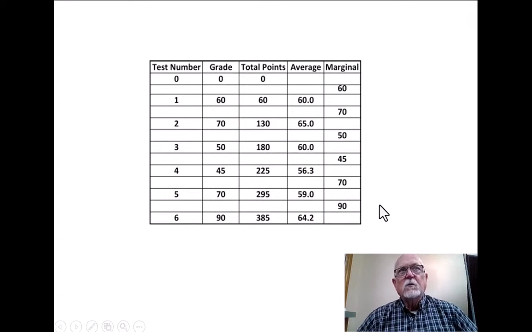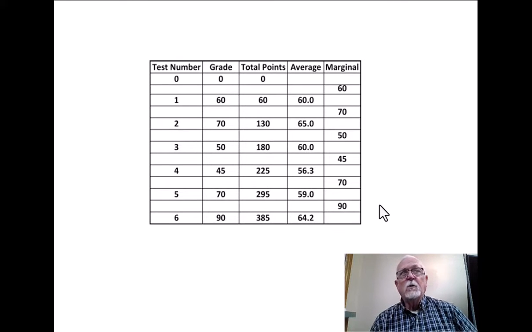So test number 0, obviously you haven't had any tests, so you can't have any points. Obviously, you didn't make a grade because there's no test given. And then test number 1, unfortunately, it looks like maybe this student made a 60. Well, we go from 0 points to 60 points, so the total points are now 60. We've had 1 grade, so 60 divided by 1, that's how you calculate the average, is 60.